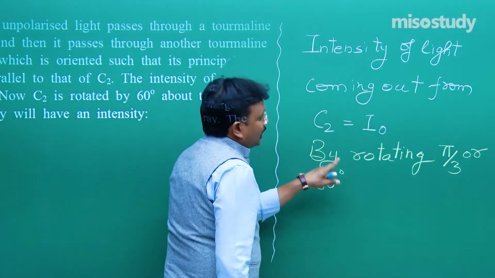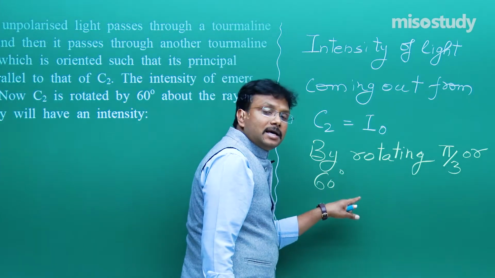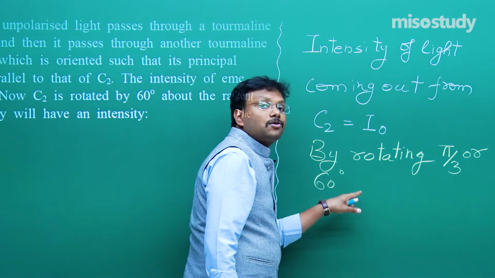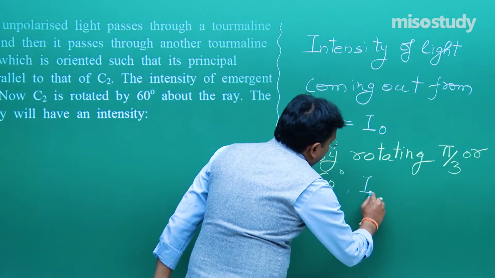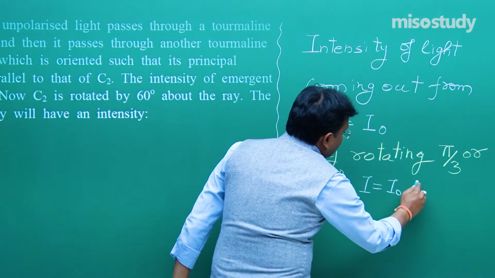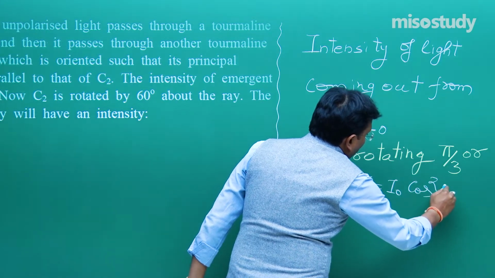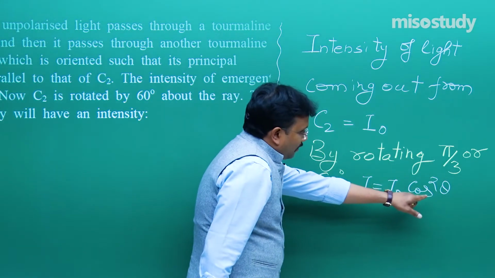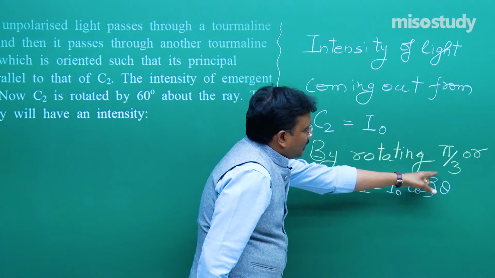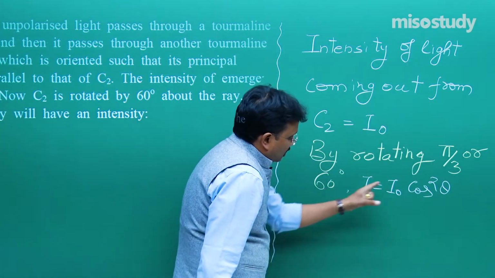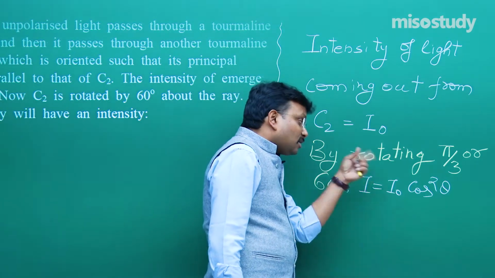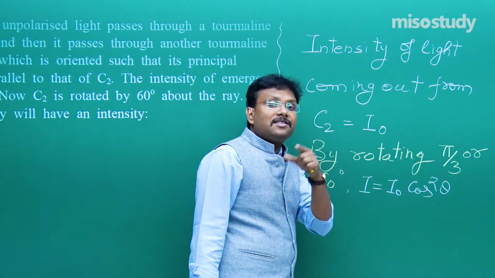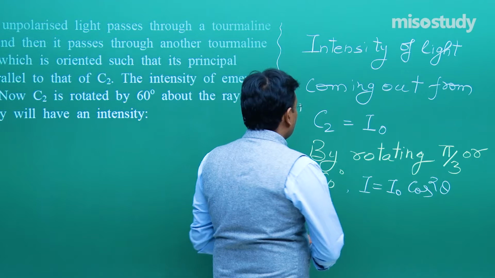So, what you will get? You will have to use the formula I is equal to I naught cos square theta. So, let me write down that formula, that is I is equal to I naught cos square theta. You know the value of theta, it is pi by 3 or 60 degrees. So, put the values over here. So, cos 60 is 1 by 2, sin 60 is root 3 by 2.